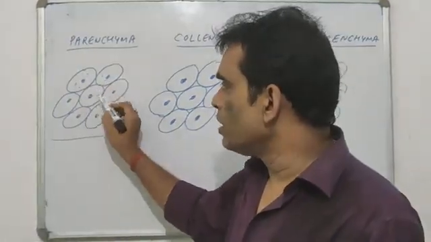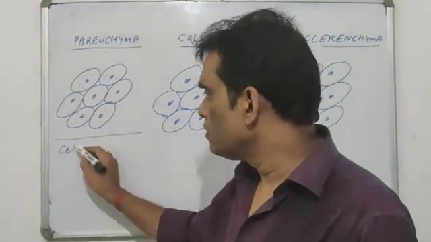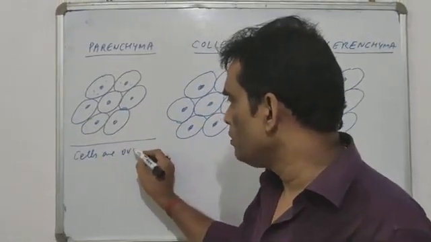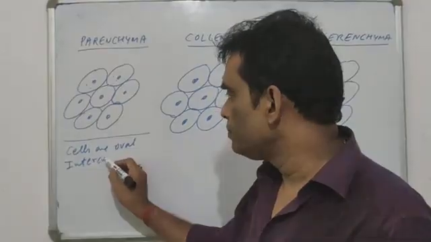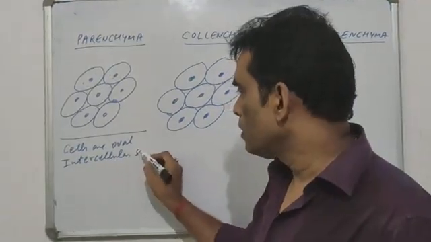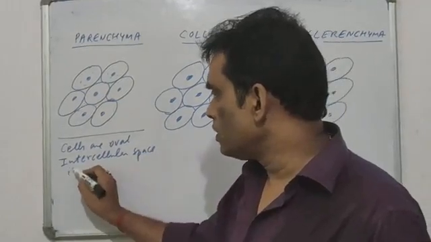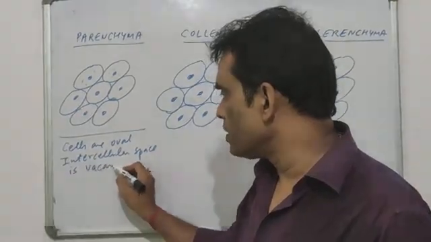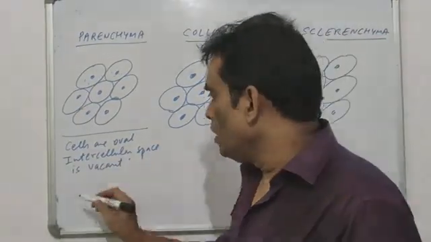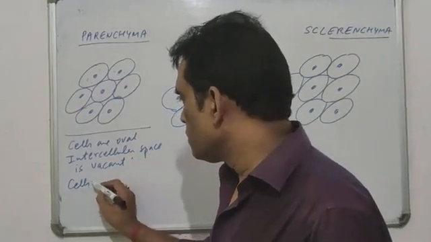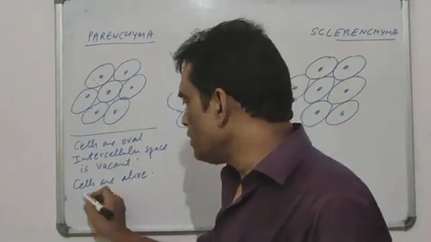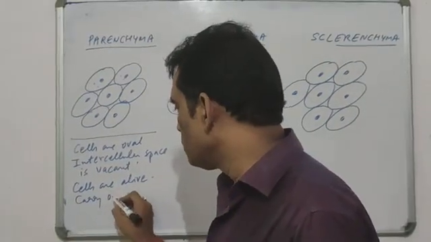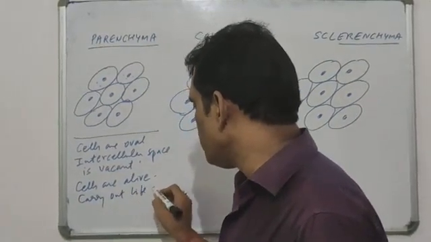The cells are oval in shape. The cells are oval. Intercellular space is formed. Intercellular space is vacant actually. It is present clearly. And the cells are alive. They are living cells, and they carry out life activities.